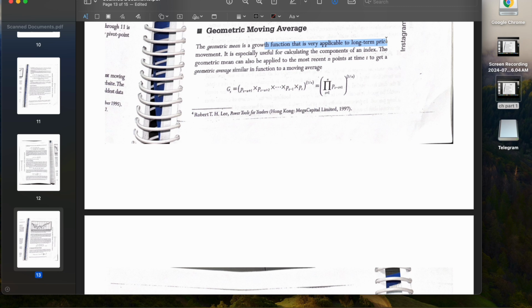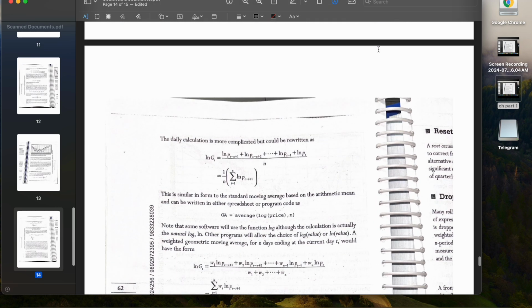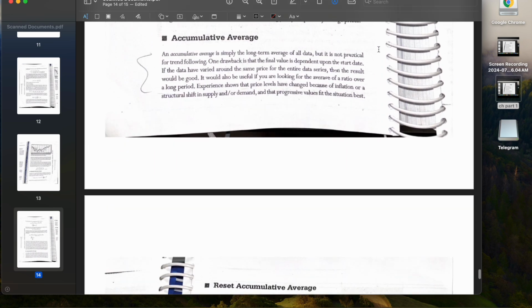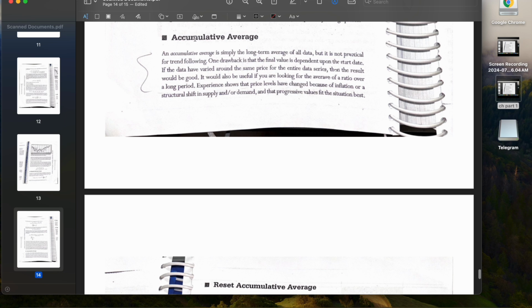It's basically used in indices. Keep that in mind. So whenever you are trying to calculate something of a particular index, then you use the geometric mean or the geometric moving average. So that's about it. And then we have an accumulative average.